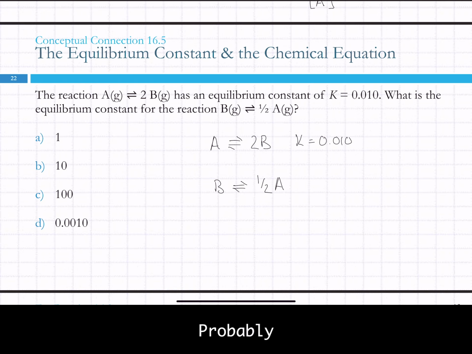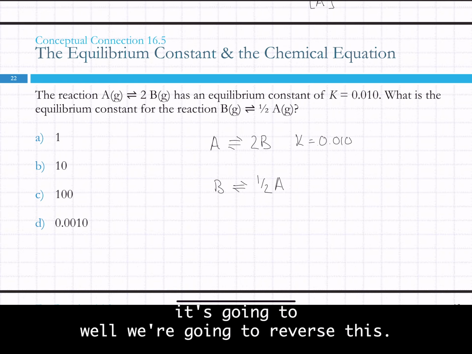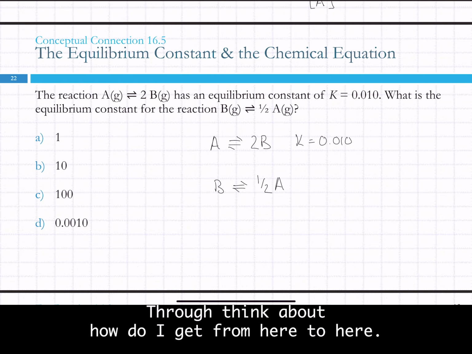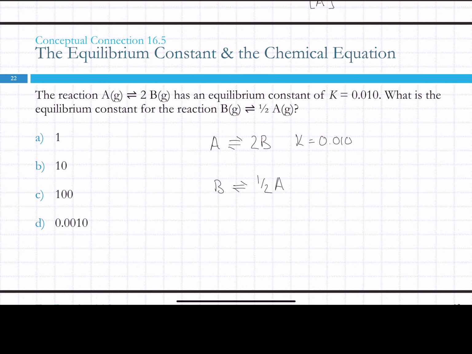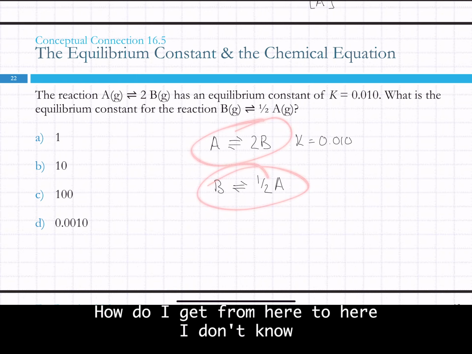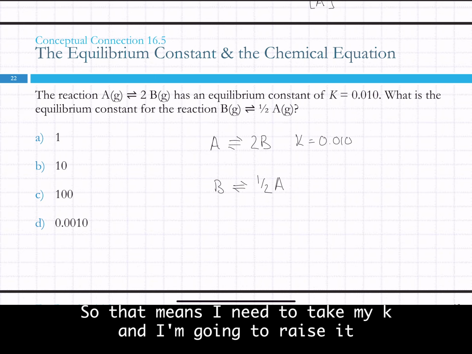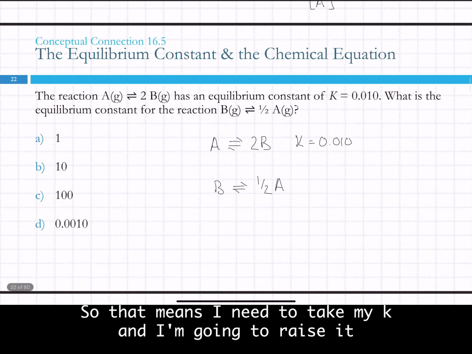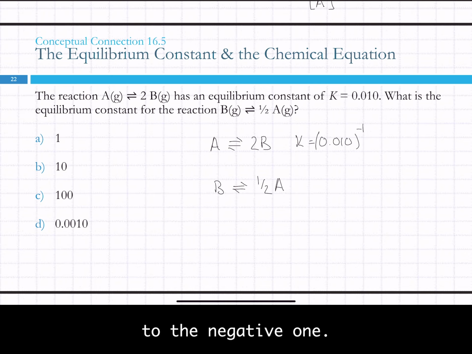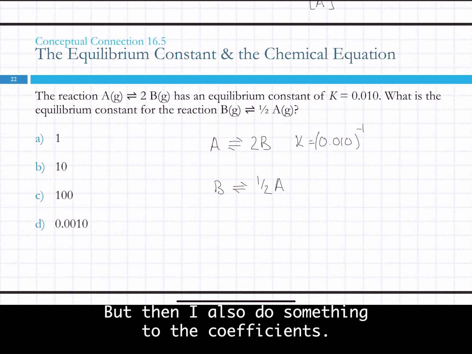Probably. So we've got to reverse this. How do I get from here to here? I don't know, I can't even do it in my head. So reverse the reaction, so that means I need to take my K and I'm going to raise it to the -1. So that's the reverse. But then I also do something to the coefficients.